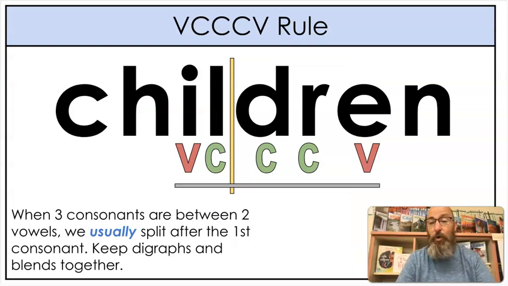But first, I do want to go over the rule because I think it's important to know the rules. The VCCCV rule is when you see 3 consonants between 2 vowels, and you see a vowel I and you see a vowel E. When there's 3 consonants between it, we usually split after the first consonant. You see here we did this on the word children.